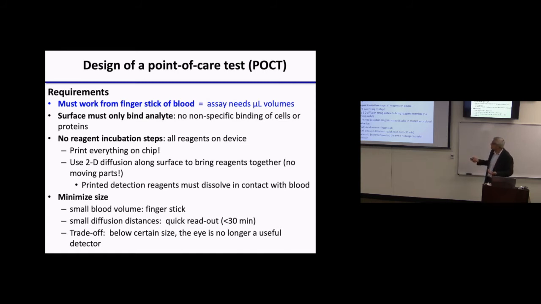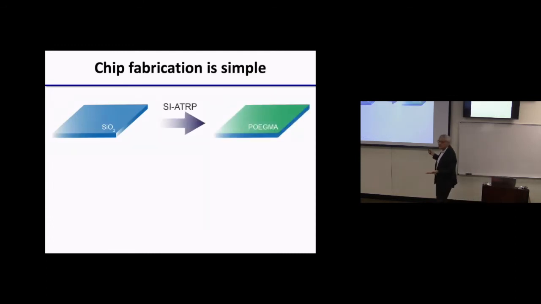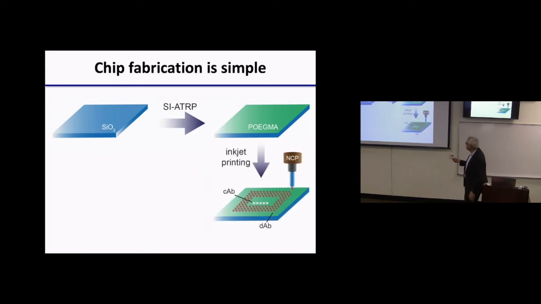So, how does this work? Here's the glass slide. We grow the polymer brush, then we're ready. Then we print the capture antibodies directly into the dry brush. This takes seconds.